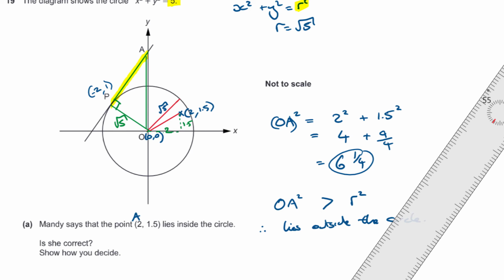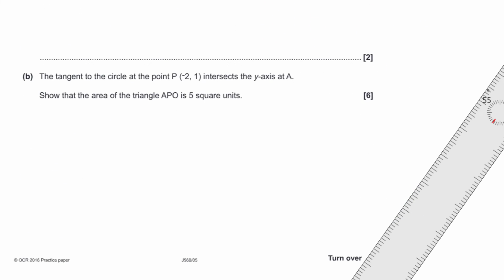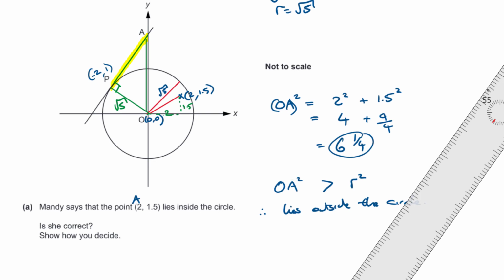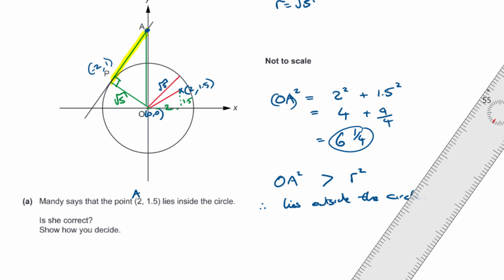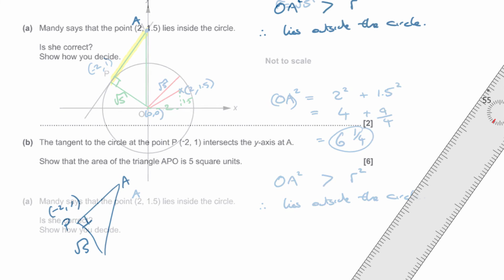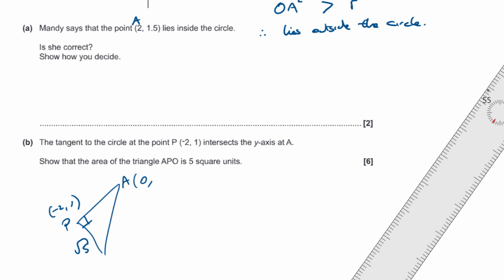So let's find the length AP. We've got a right angle here, that's root 5, that's P, that's A, that is (-2, 1). What's the coordinate of A? We just need the coordinates of A, don't we? Well, we know that the x coordinate is 0. We don't know the y coordinate yet though, do we? Now, can we find that?